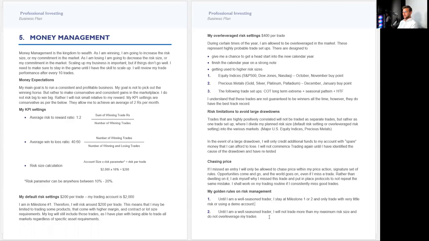Number 2, until I'm a well-seasoned trader, I will not trade more than my maximum risk size and do not over leverage my trades. So in the beginning, as you are in the $200 milestone 1 or $400 milestone 2 range, you may not want to over leverage, right? Because you're still working on your experience. You can potentially over leverage mentally, but I always first recommend to see for 1 year how the over leverage trades work, and then repeat the same thing the next year once you're in milestone 3.